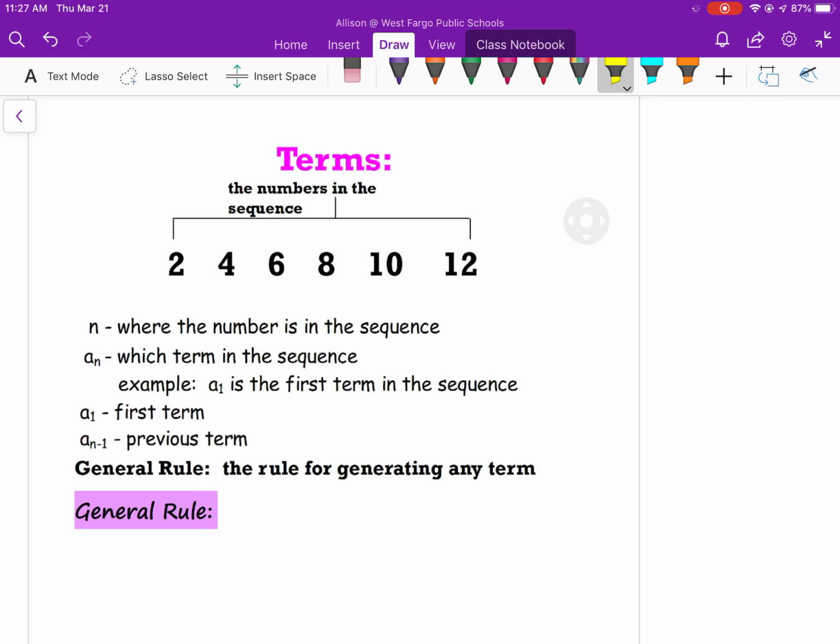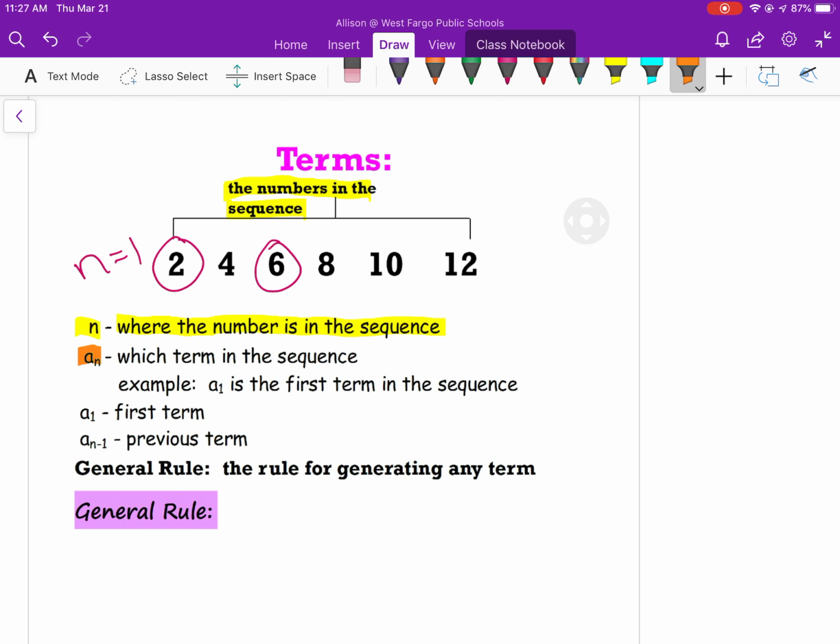Go over some vocab here. Terms are the numbers in the sequence, like 2, 4, 6, 8, 10, 12. This 2 would be the first term, 6 would be the third term, etc. N we use to tell us where the number is specifically in the sequence. Like for the first term, n equals 1. That tells me the first term is 2, that's n equals 1.